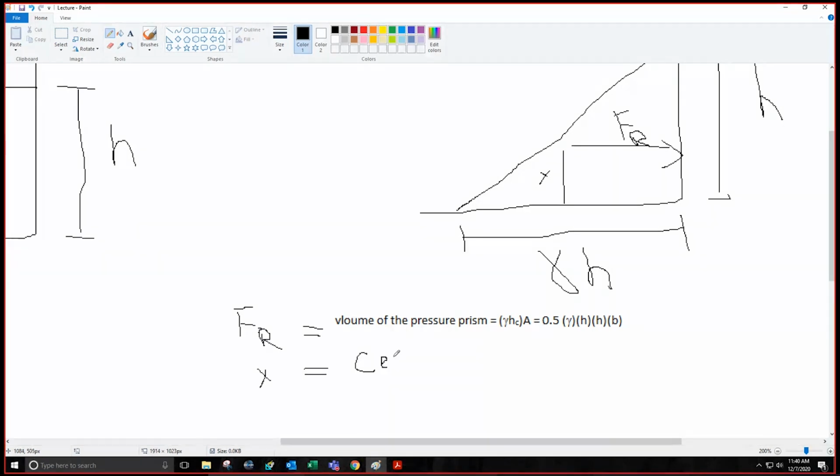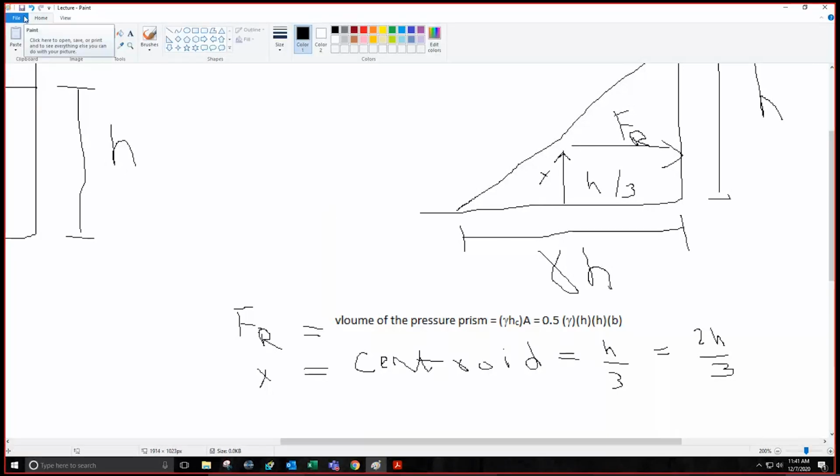centroid of this pressure prism. For triangle, because prism is triangular, this is usually h by 3 from the base. This y from base would be h by 3, or from top it would be equal to 2h by 3. Okay, is it clear?